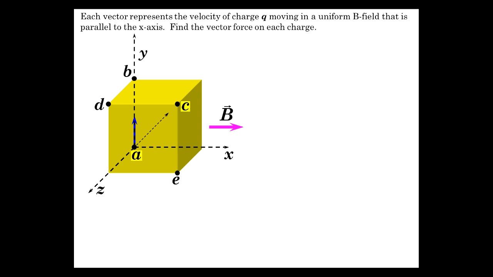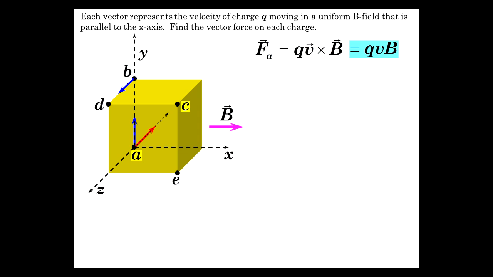So just get out your trusty right hand, stick your fingers in the direction of B, positive x, thumb points in the direction the positive charge is moving. Well, we're assuming it's a positive charge. And so thumbs up in that way. Where does your palm point? Well, your palm points into the page, which would be negative z. So force on A, QV cross B, which is QVB. Everything's perpendicular. And there's the direction of force.